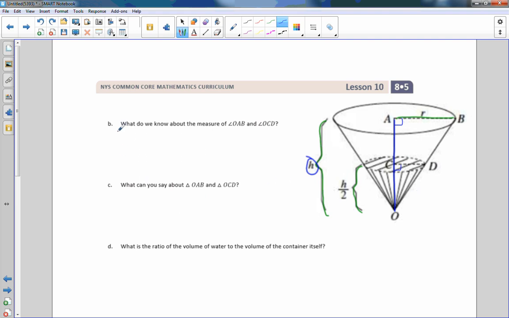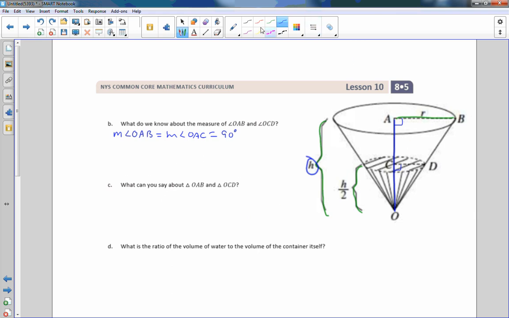Okay, so the measure of angle OAB equals the measure of angle OAC, and they are both equal to 90 degrees. In other words, they're right angles. Part C. What can you say about triangle OAB?